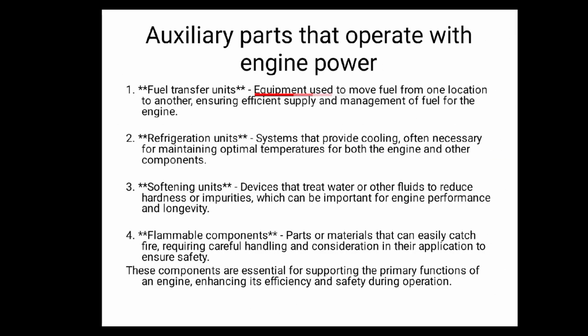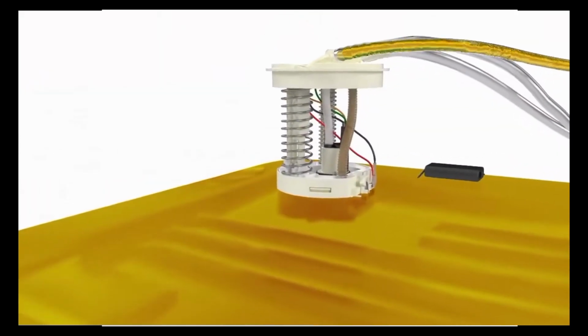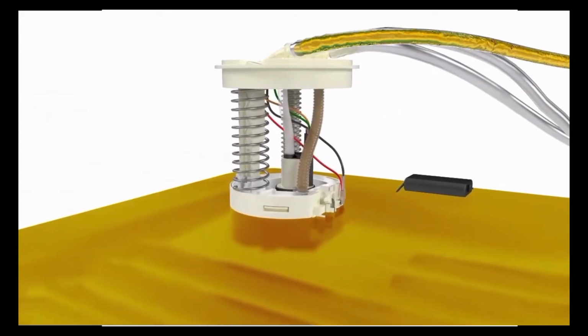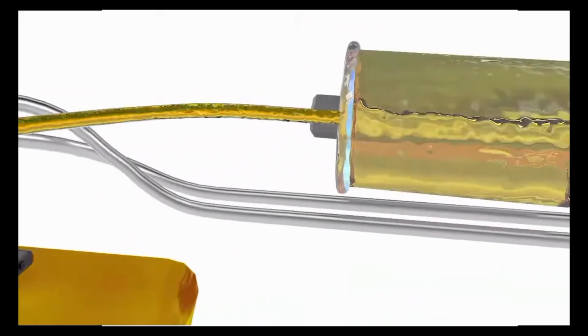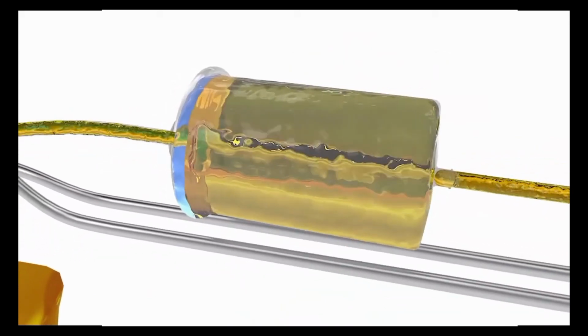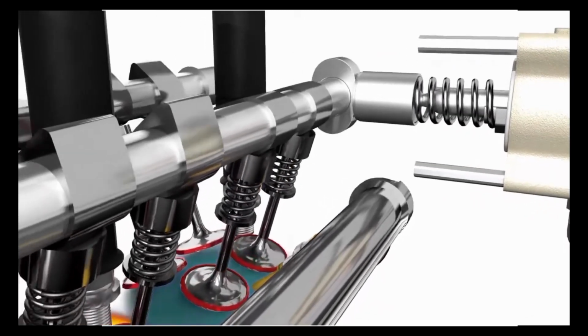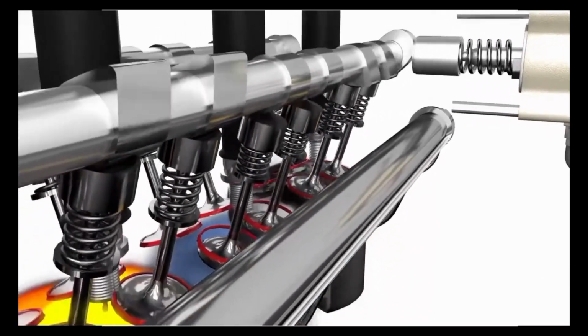This equipment is used to move fuels from one location to another, ensuring efficient supply and management of fuel for the engine. What does this mean? These specialized pieces of equipment are designed to move fuels from one location to another, ensuring an efficient supply chain for an engine. By managing fuel effectively, these units contribute to optimal engine performance and reduce the risk of fuel-related issues. The second auxiliary part of an engine is the refrigeration unit.